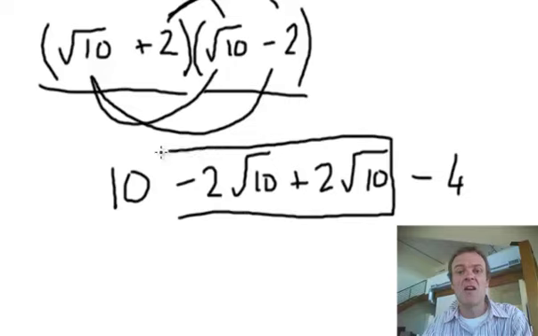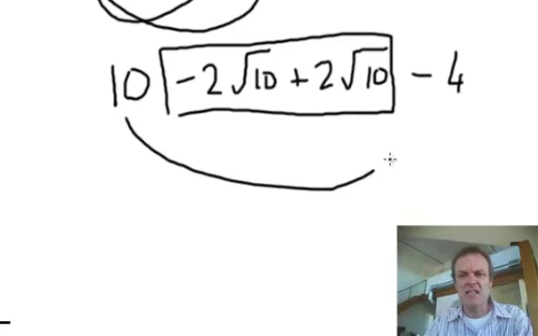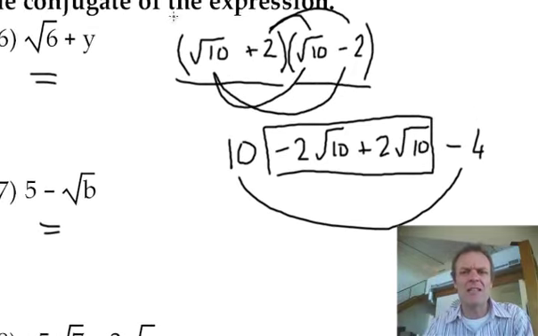Now, if you remember, what happens here is these two just cancel. A negative 2 root 10 with a positive 2 root 10, just like if you had a negative 2x with a positive 2x, gone. The answer is 10 take away 4. The answer was 6, if you remember that from the previous video. So the idea behind this is, I have just turned something that looks quite nasty up here into just a nice number, an integer, 6.